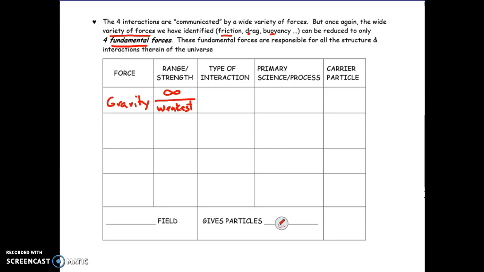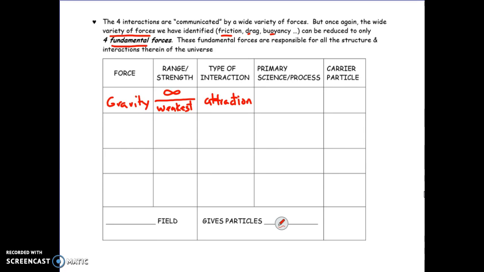Now, of the 4 interactions, what does gravity do to objects? It always attracts. Okay, gravity does not repel, does not cause annihilation, does not cause decay. So I'll come to the last 2 columns later.